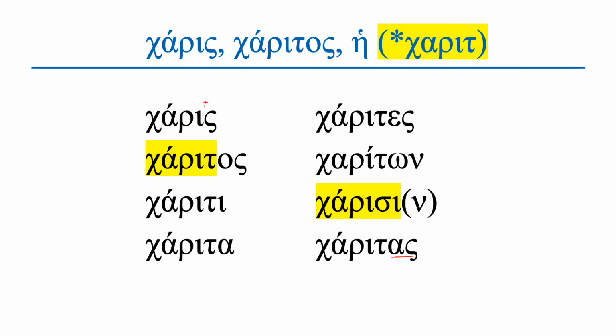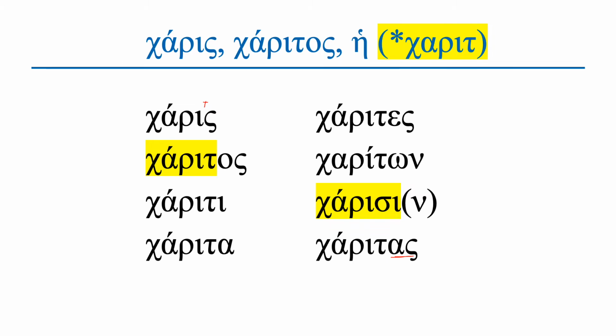We learned this in chapter 10, so that should not be a problem. So you have charis, charitos, chariti. The iota is not subscripted in the dative. Then charita. Just notice that the accusative singular ends with an alpha, but charis is actually feminine. So even though it's charita, it is feminine.